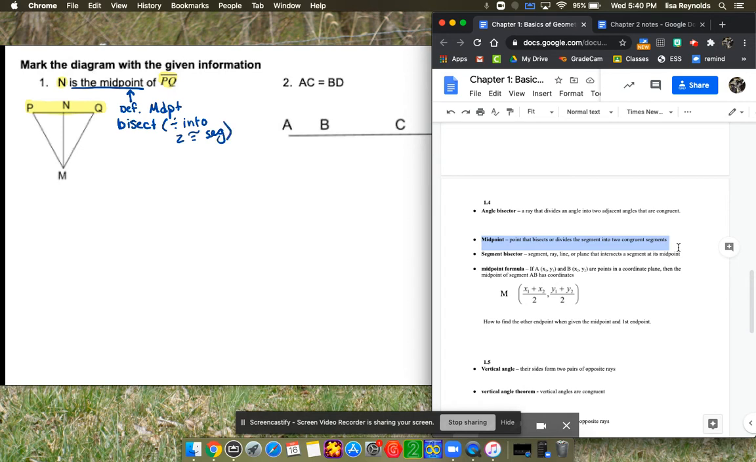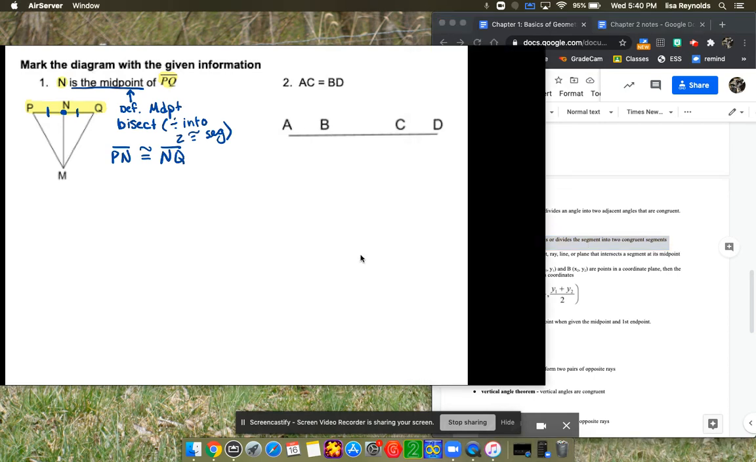So what I need to do on this diagram is I need to mark which two segments are congruent to each other. So it's the two segments on each side of N. So I'm going to mark PN and I'm going to mark NQ with the same hash mark. So I'm going to mark that PN is exactly the same and congruent to NQ. So it's the markings on the diagram that we need to do to complete this problem.